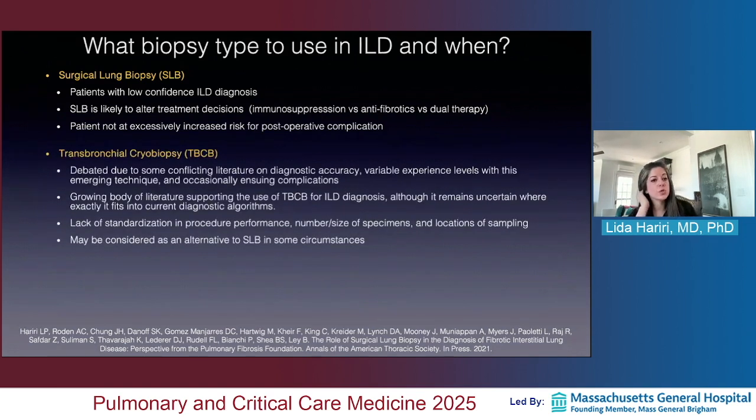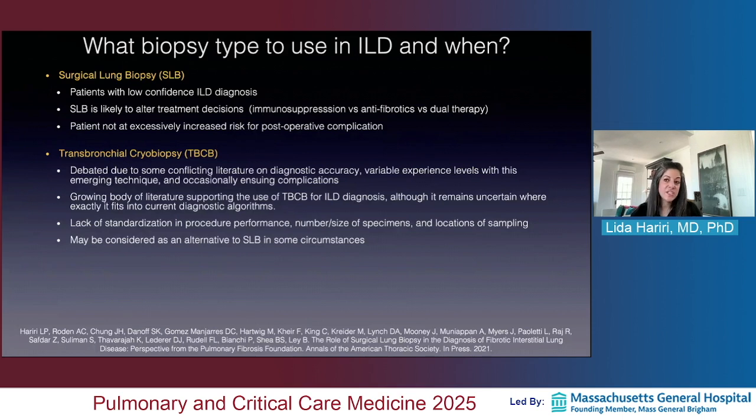Now, transbronchial cryobiopsy, I'd say, is still under debate due to some of the conflicting literature, also variable experience levels across centers and individuals. And there are complications. Although this procedure is less risky than surgical lung biopsy, it's still not without risk, and there is risk of bleeding, pneumothorax. There have been some cases of death, although much less frequently than we see with surgical lung biopsy, clearly. I think really what we're suffering from here is a lack of standardization in how to perform the procedure. How many biopsies do you need? Where should they be sampled from?